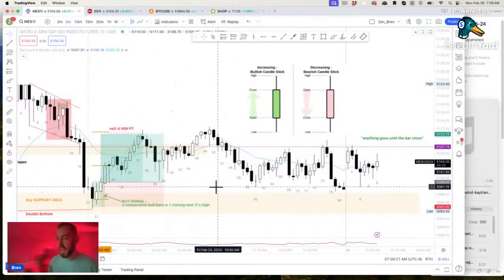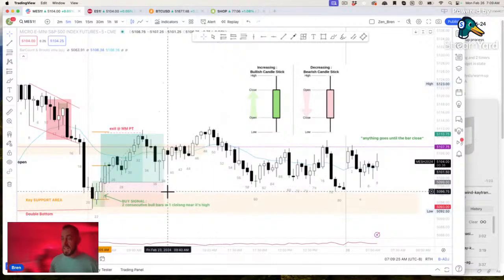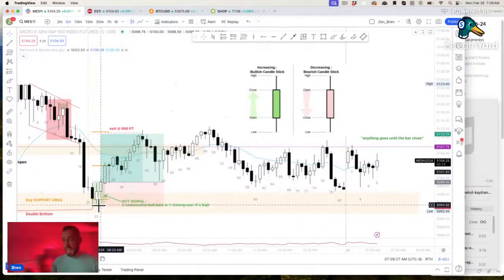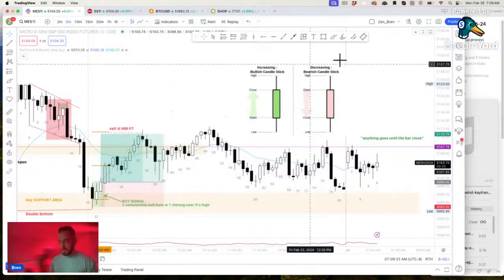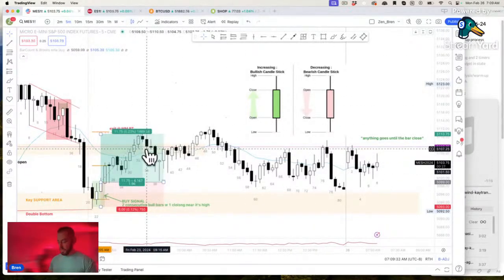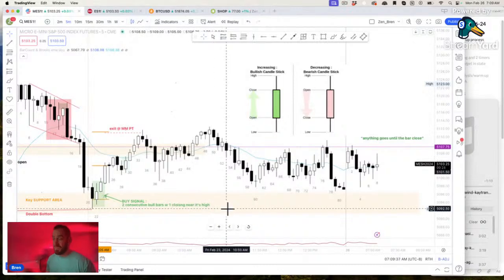And I hold until that premise is invalidated. The premise would be invalidated if we actually cracked this low. And we didn't. As you can see, we just got that move up. So that's my way of taking profits. And that's just the best way that I found to do it.